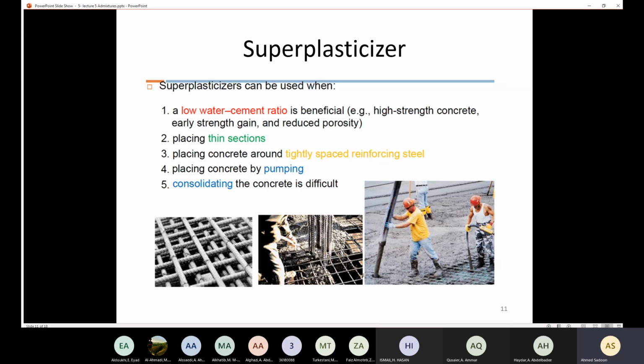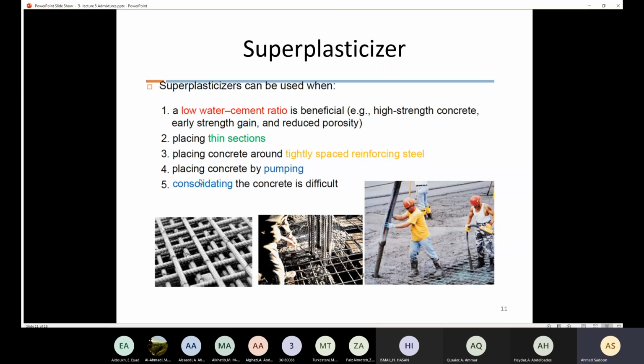And also nowadays, we are going to use a pump in order to pump the concrete using the truck inside the site. So here we have a pump in order to deliver the concrete from the truck to the job site. And if the workability is bad, then the pump is going to be blocked by the concrete. So if you are going to use a pump, then it's important to use the superplasticizer.